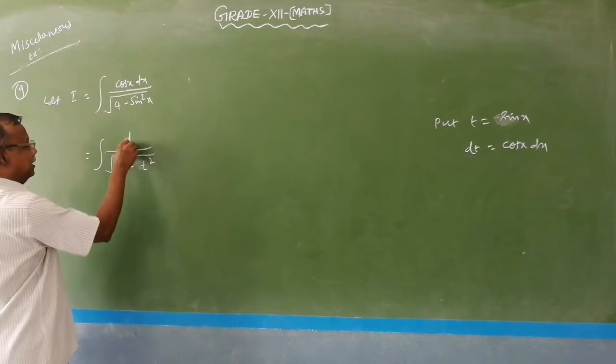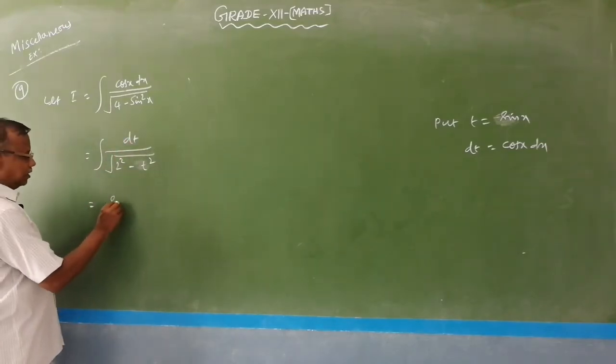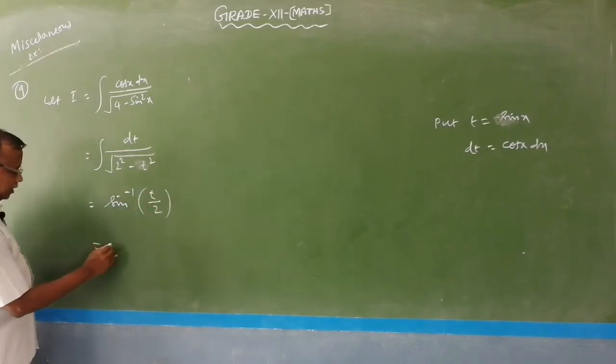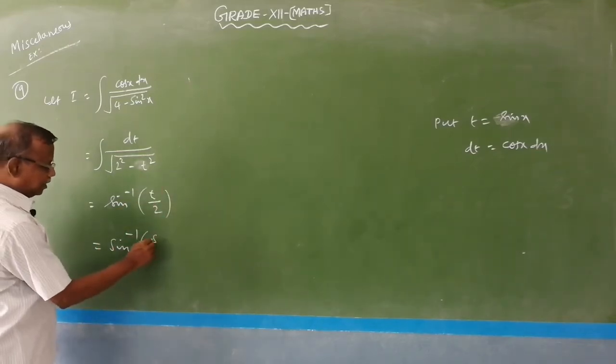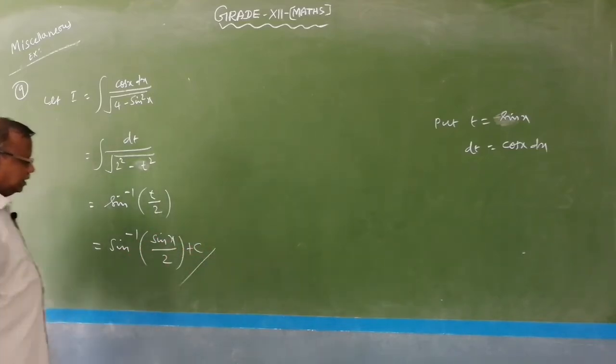We know that integral 1 by root of a square minus x square equal to sin inverse of x by a, that is t by 2. So, this is equal to sin inverse of t, which means sin x. So, sin inverse of sin x divided by 2 plus c. So, this is the answer.